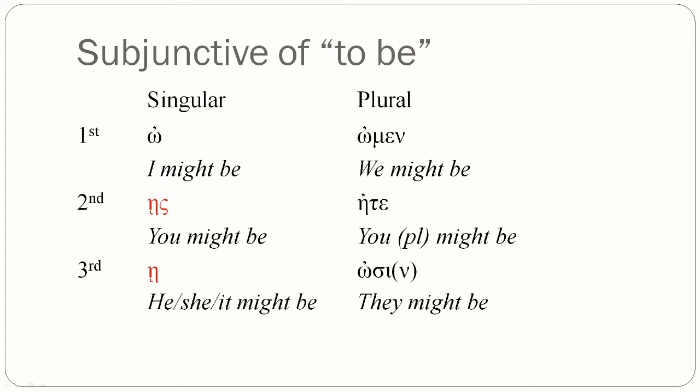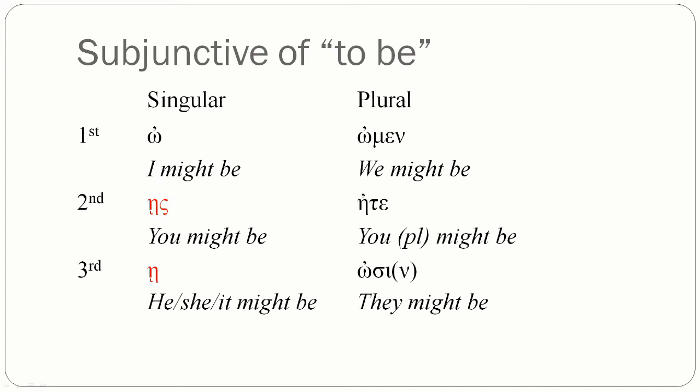All right, o, eis, e, omen, ete, osin. All of them have just the smooth breathing mark over them. I've put the second and third person singular in red, again, because I can't put a smooth breathing mark and an iota subscript at the same time. Okay, so both of those forms there should have a smooth breathing mark over the eta, in the second person singular and the third person singular. They have both a smooth breathing mark and the iota subscript.